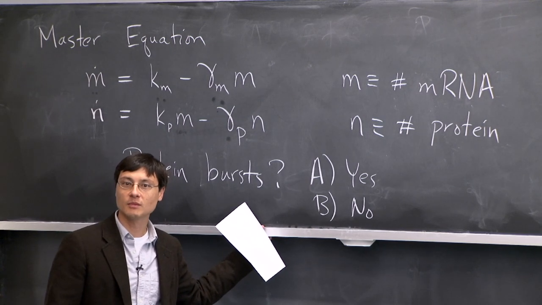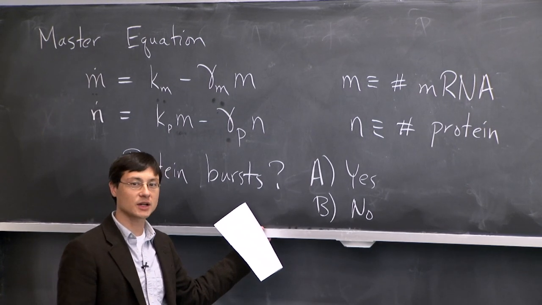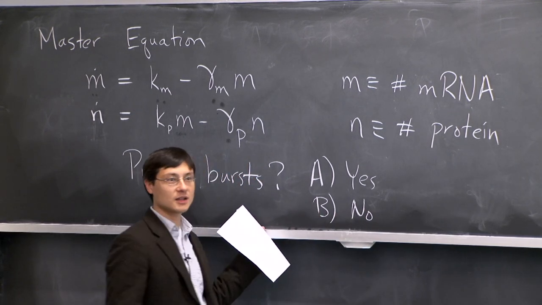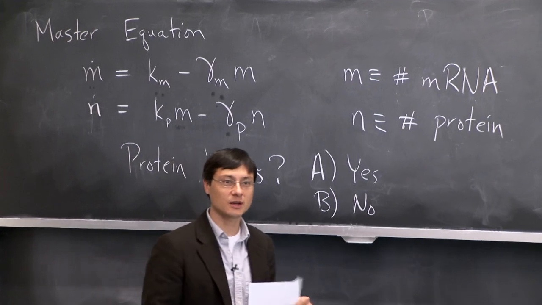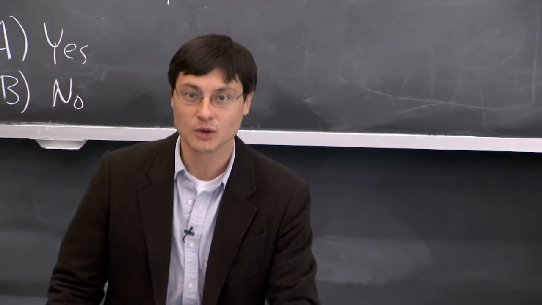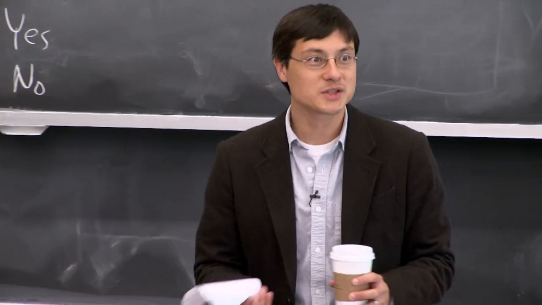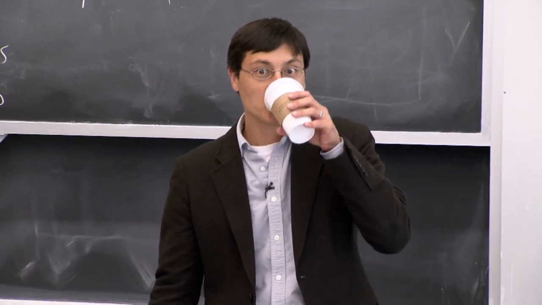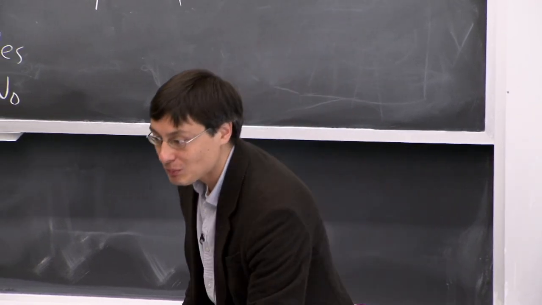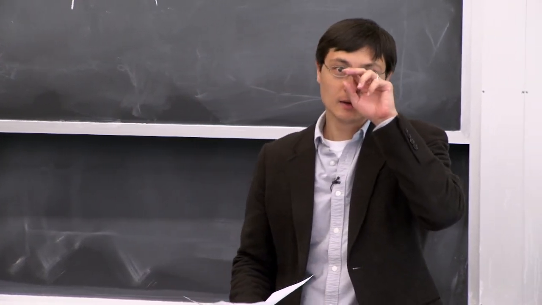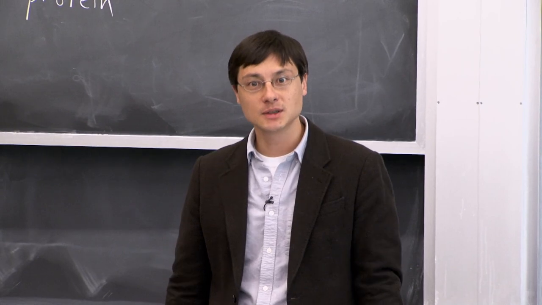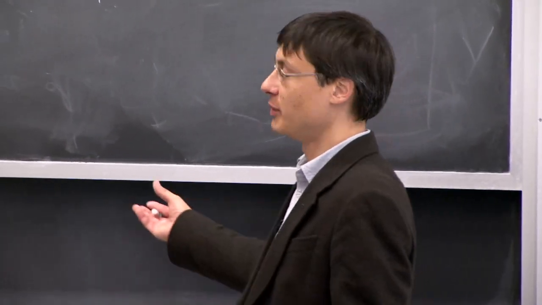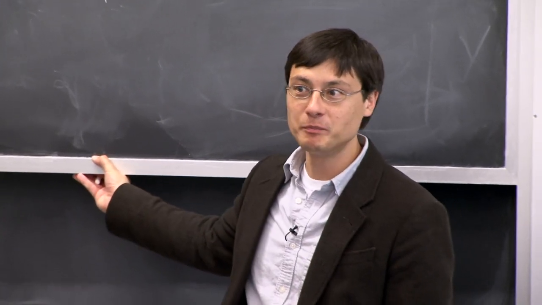3, 2, 1. Okay, so we got at least a majority of the people saying no. But then some people are saying yes. So can somebody volunteer? Why or why not? I think the difference is are we using this in a continuous fashion or in a discrete fashion? If it's discrete, it'll be bursts. If it's continuous, not. Okay, so he's answering both possible sides of the argument, right?